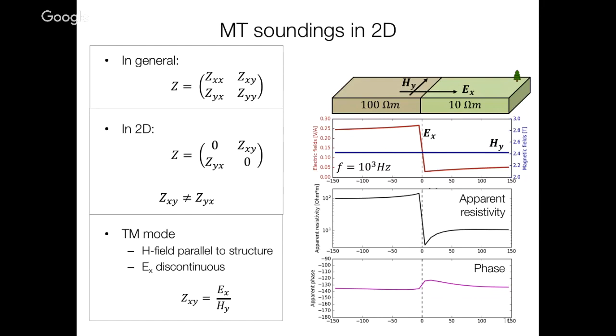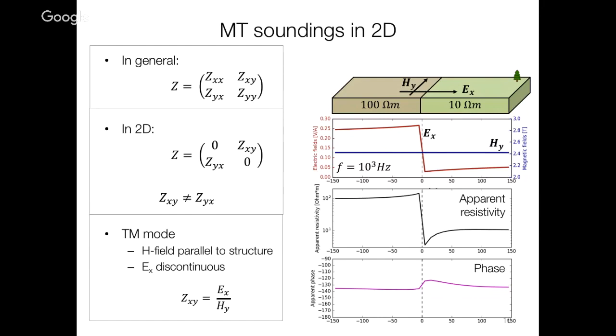Okay, so look what happens here. So now we're going to look at the electric field. It goes up, and then changes, comes up with that. If you plot the apparent resistivity, it's a little bit wonky. So that's what happens in 2D.